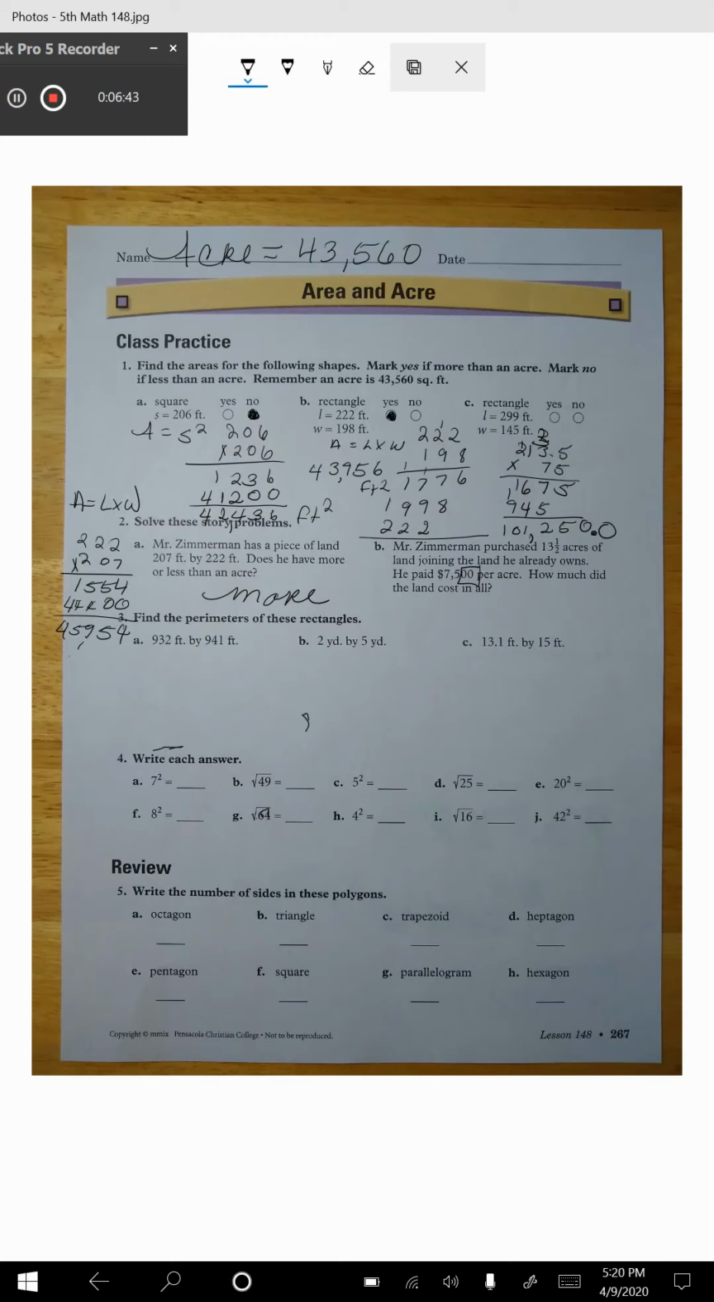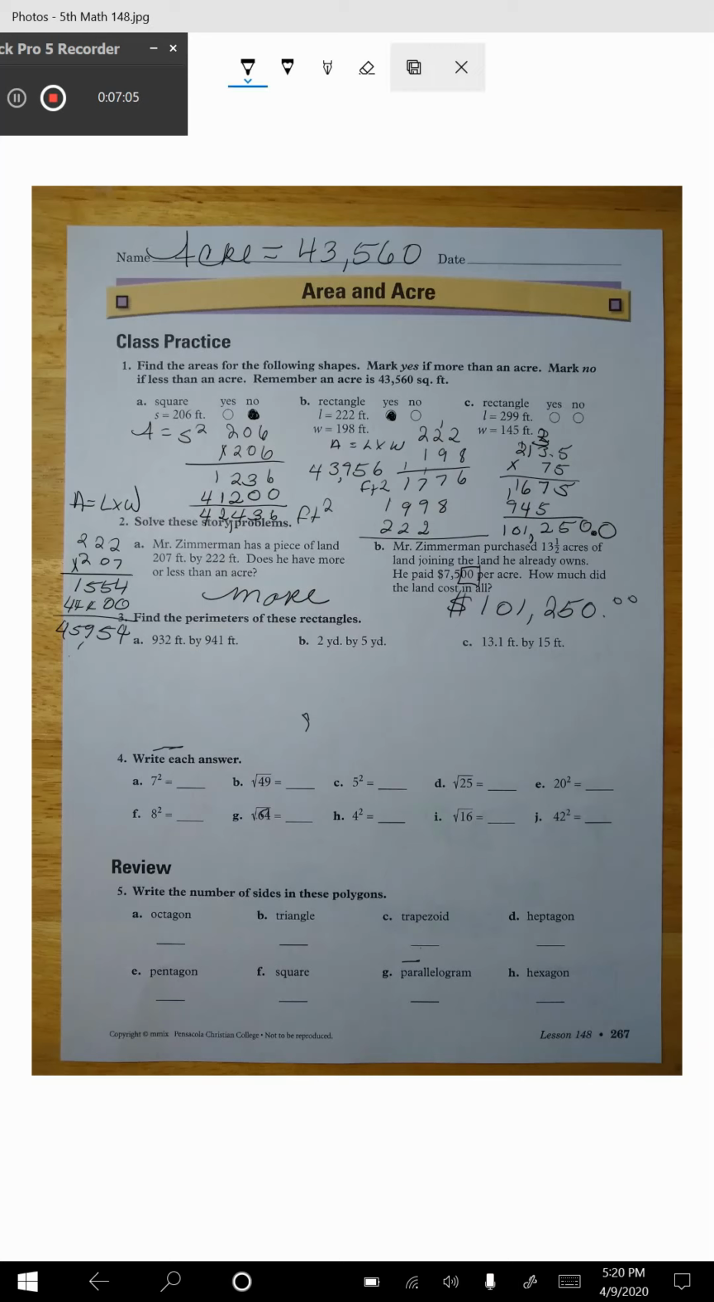Pause it and see what you get, and then I'll tell you if I was right. Okay, I was correct. It is going to cost him $101,250. You could put the two zeros there if you want, or you don't have to.